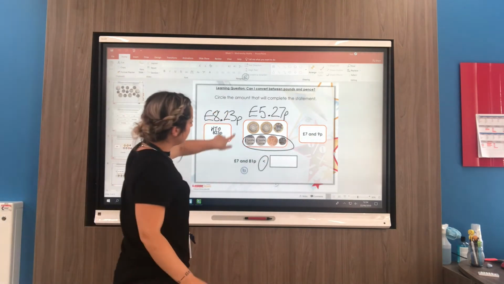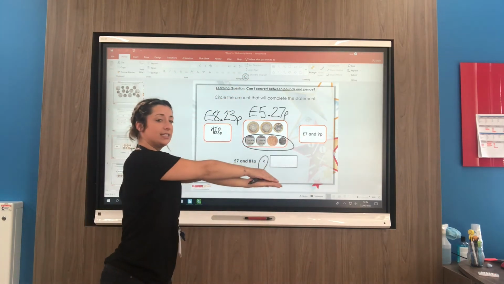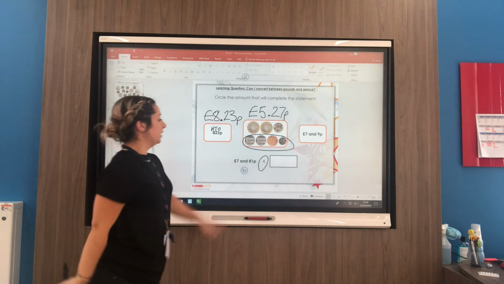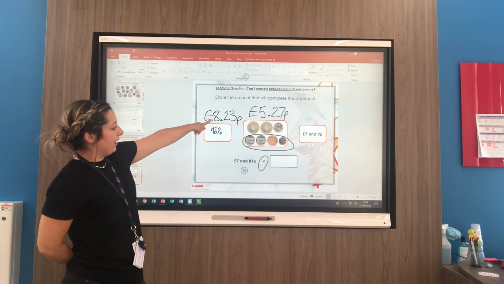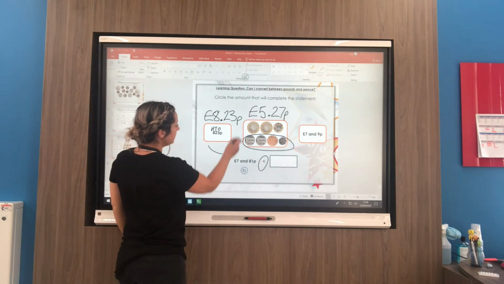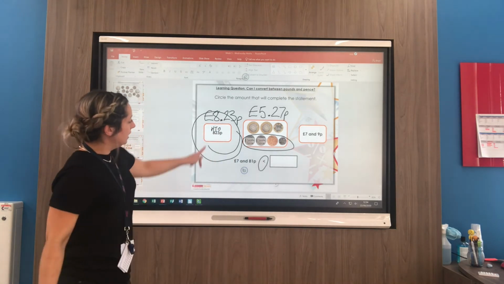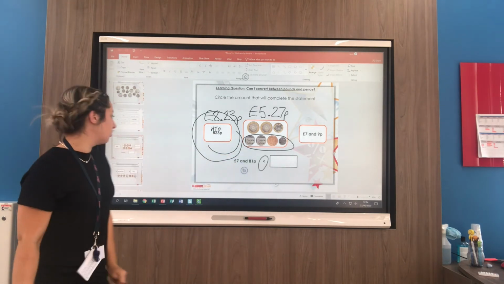Which one of these three are going to be larger, because Charlie Crock's eating the larger number that way, larger than £7.81? Well, here I've got more than £7, I've got £8. So this is going to be the amount that is larger than £7.81p.